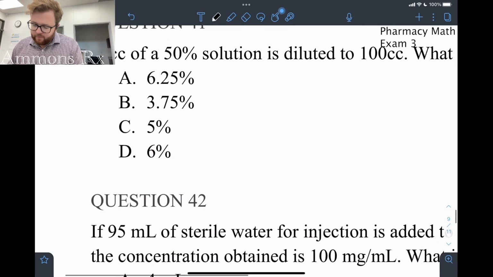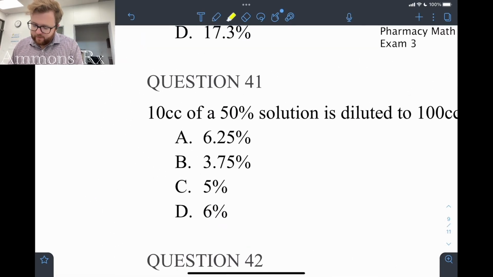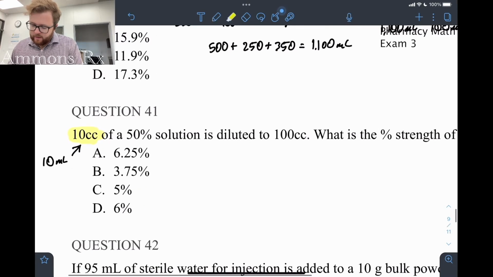10 cc's, so boom, right there. I want to stop and hold the brakes because 10 cc's is the same as 10 mils. Don't let that confuse you. Of a 50% is diluted to 100 cc's. So boom, right there. I'm going to go ahead and fix that. 100 mils.